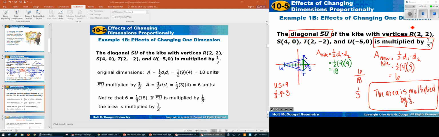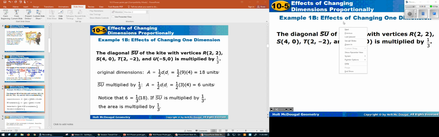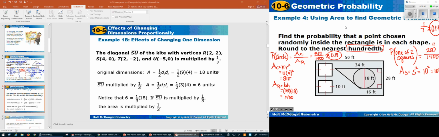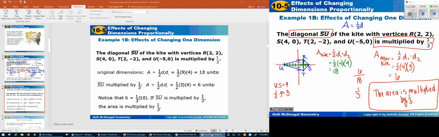Are we good with this right here? Okay, could you have seen that from just looking at the formula? If the original formula was 1/2 D1 times D2, and you're just taking one diagonal and multiplying that one diagonal times 1/3, do you see that that just multiplies the entire area by 1/3? Okay, and if you don't, then you need to do it the long way. Okay?